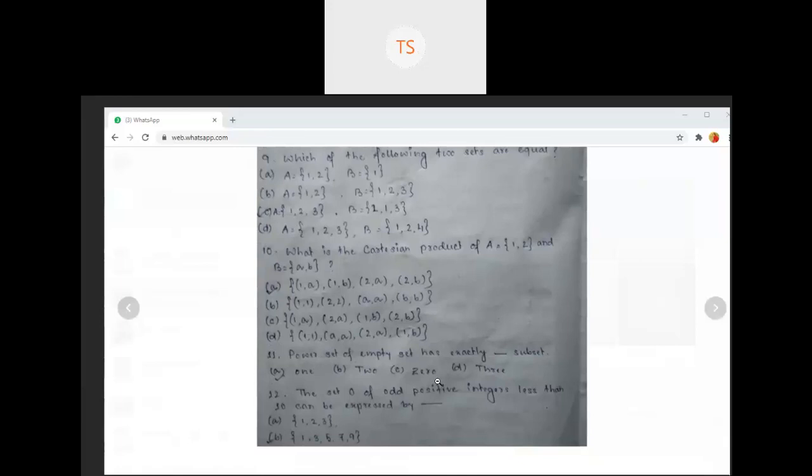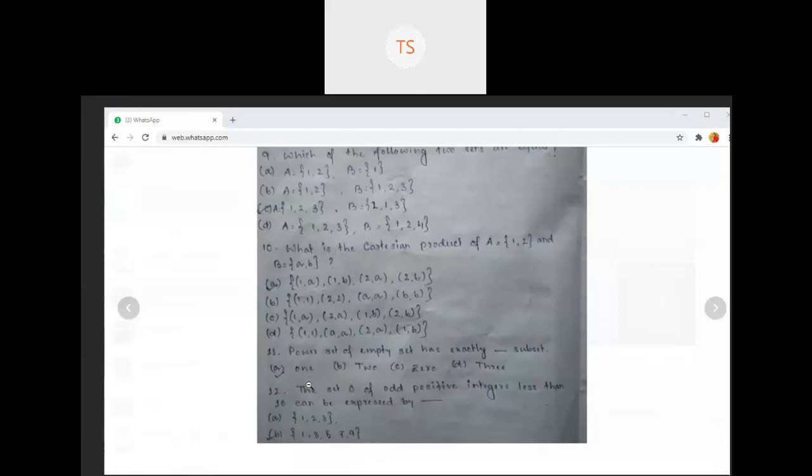Only one, because phi, the empty set, is a subset of every set. So for an empty set also, the empty set is a subset. So exactly we will get only one subset for the empty set. That's why I have marked option A as the correct option. Okay.